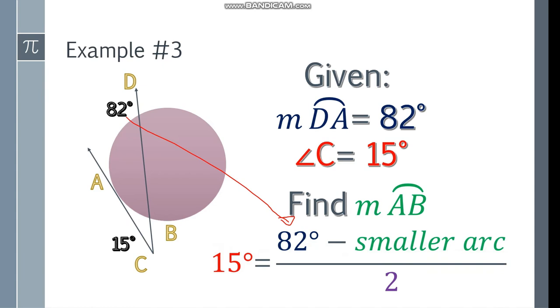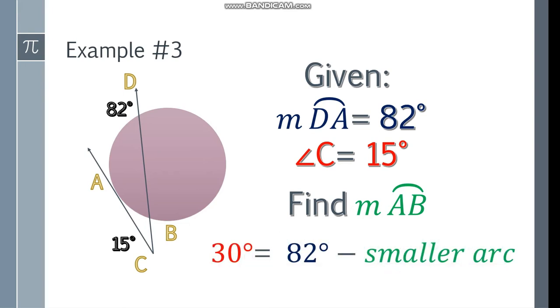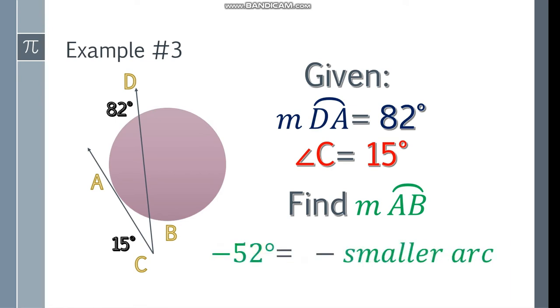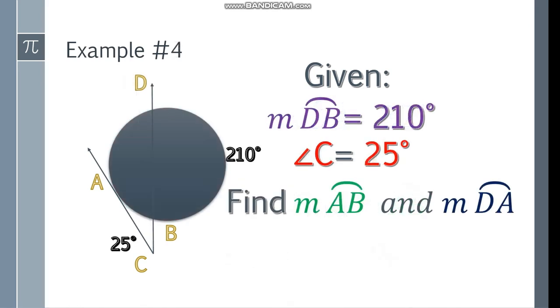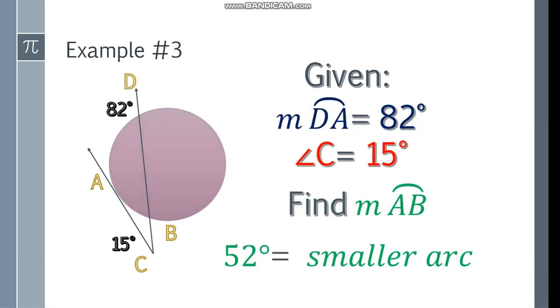Ngayon, multiply both sides by 2. That will be 30 degrees. So, mawawala na yung fraction, mawawala na yung 2. 30 degrees is equal to 82 degrees minus smaller arc. Now, simplify it para mahanap yung smaller arc. Negative 52 degrees dito, at ito naman ay negative smaller arc. So, divide both sides by negative 1, and the answer is 52 degrees. So, etong arc na to, itong AB, ay 52 degrees. So, lagyan natin 52 degrees.